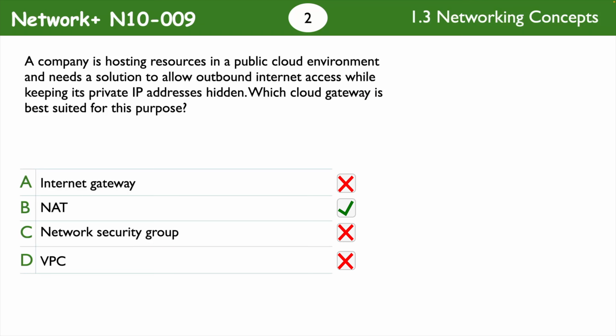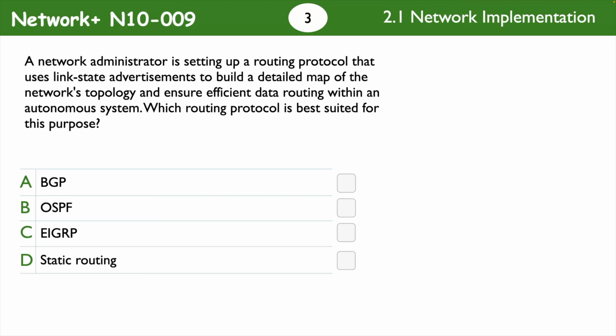Question 3. A network administrator is setting up a routing protocol that uses link state advertisements to build a detailed map of the network's topology and ensure efficient data routing within an autonomous system. Which routing protocol is best suited for this purpose? A. BGP, B. OSPF, C. EIGRP, or D. Static routing? Okay, go ahead and try and solve it on your own.